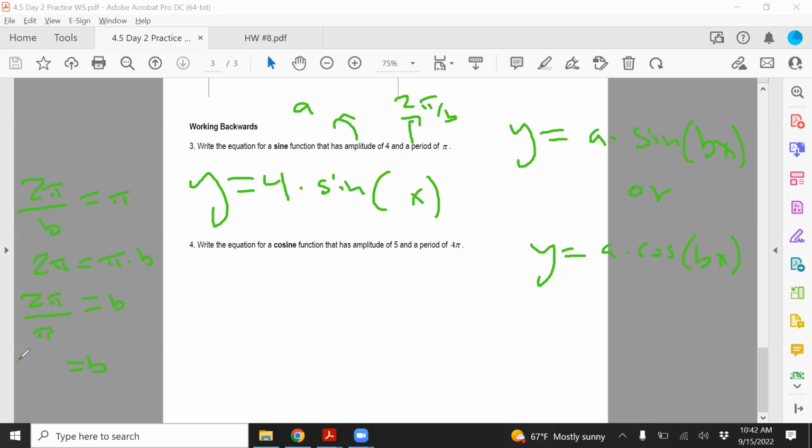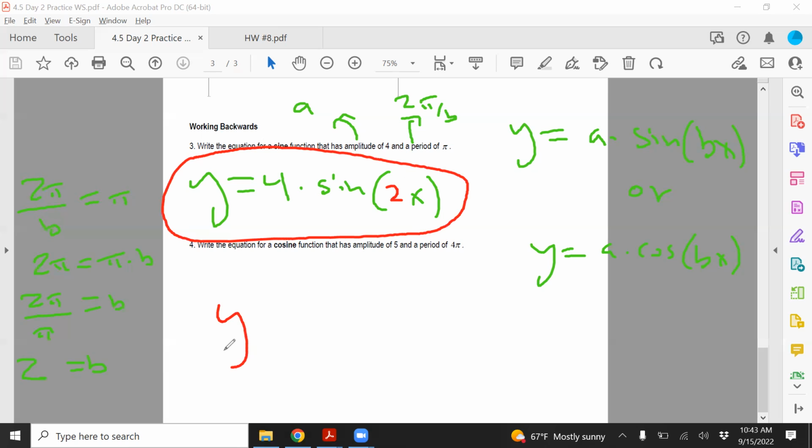If you're having a hard time seeing why it's 2, you could do the algebra there. But if you just think intuitively, if I have 2 pi over B and 1 period is pi, B has to be 2 to get my pi. So that's going to be that right there. 4 sine 2x would yield an amplitude of 4 and a period of pi.